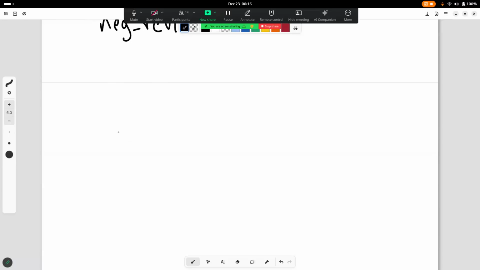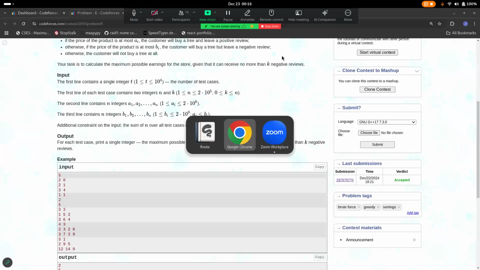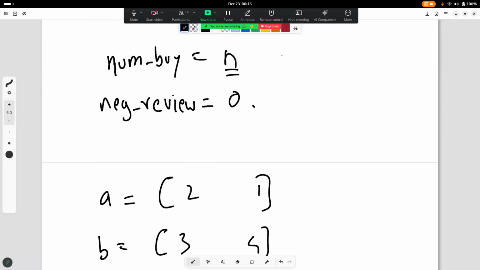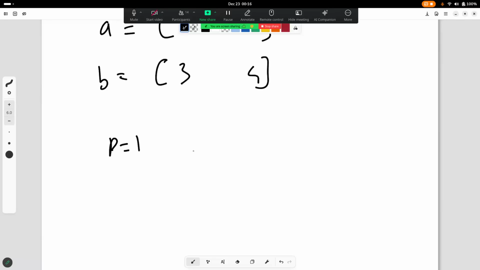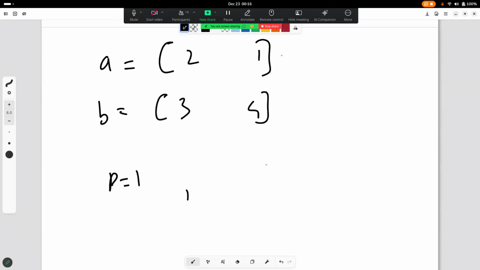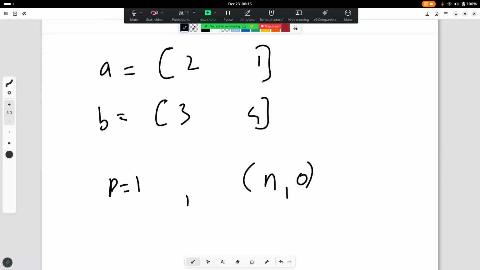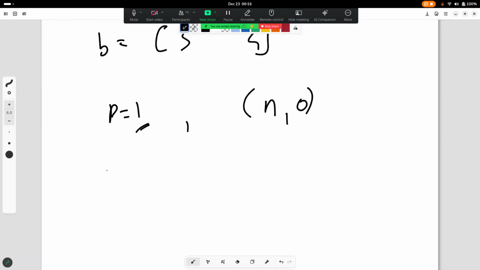Let's take the first test case: array A equal to 2, 1, and B equal to 3, 4. What happens when you increase the price to 1? The number of buys and the number of negative reviews remain the same because there's nothing new happening. P is still less than or equal to A of I for all of them, so there's no change. What happens when you set P equal to 2?